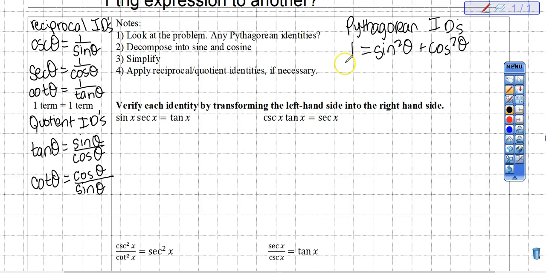I'll start the next one. Secant squared theta equals 1 plus tangent squared theta. Yep. This has got to be something you memorize and it's easy to access. Last one. Cosecant squared theta equals 1 plus cotangent squared theta.